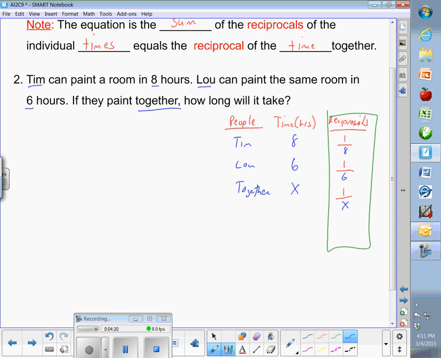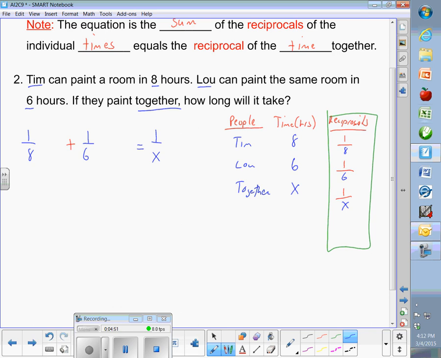Okay? So let's move out. We're going to write our equation. Now I'm going to leave some space because I'm going to work right off the original equation. So I'm going to write 1/8, and I'm going to give myself some space, and I'm going to put that plus sign. And then I'm going to do 1/6, and I'm going to give myself some space before I do the equal sign. And then finally, what the together is, 1 over x. So our equation is 1/8 plus 1/6 equals 1 over x.